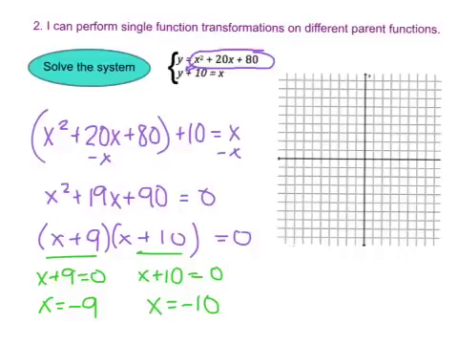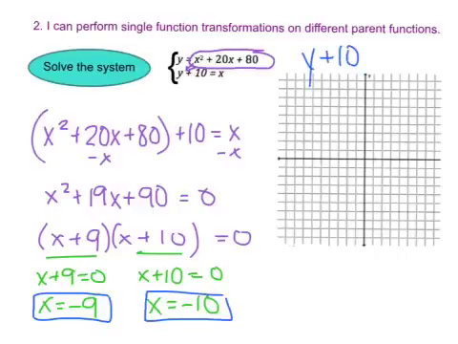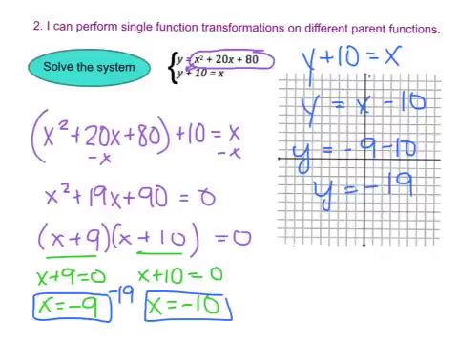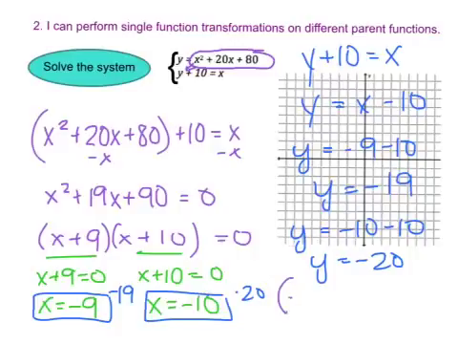We need to take our x's and find corresponding y's. I know that y plus 10 equals x. So y equals x minus 10. If I plug in negative 9, y equals negative 9 minus 10. So y equals negative 19. And if I plug in negative 10, y equals negative 10 minus 10. Y equals negative 20. So my two ordered pairs are negative 9, negative 19, and negative 10, negative 20.